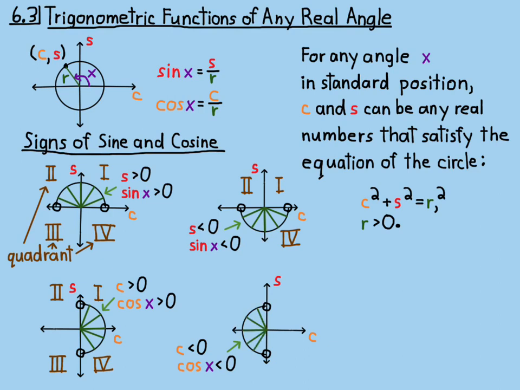Okay. So here c is negative, so cosine of x is negative. Right? So that's in quadrants 2 and 3.